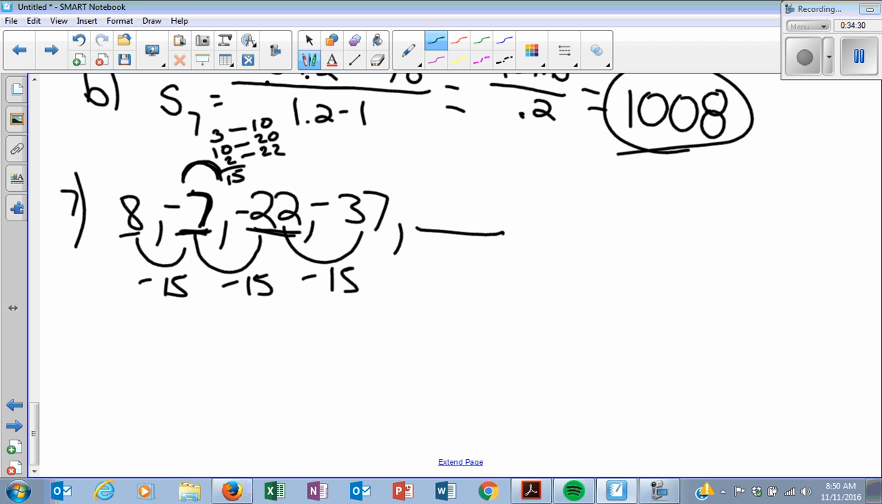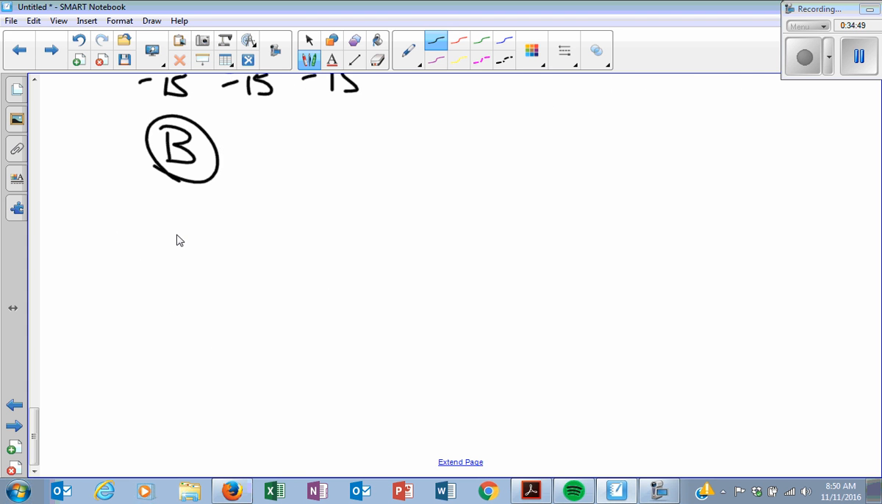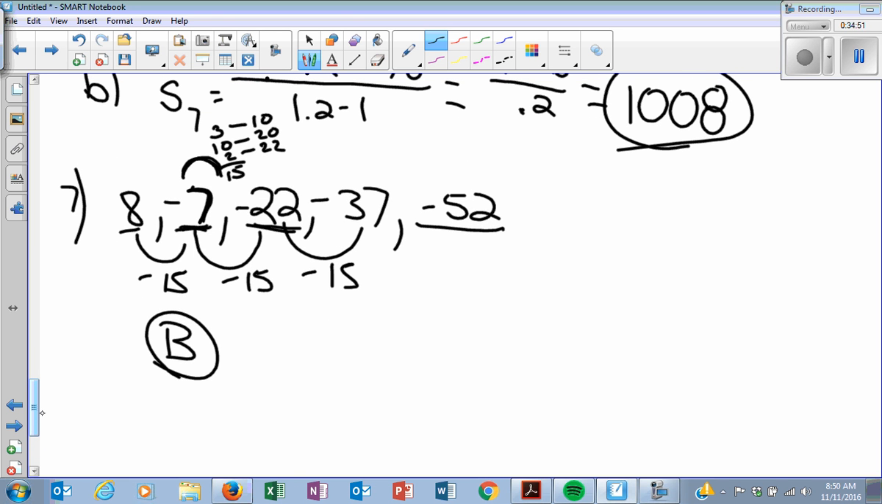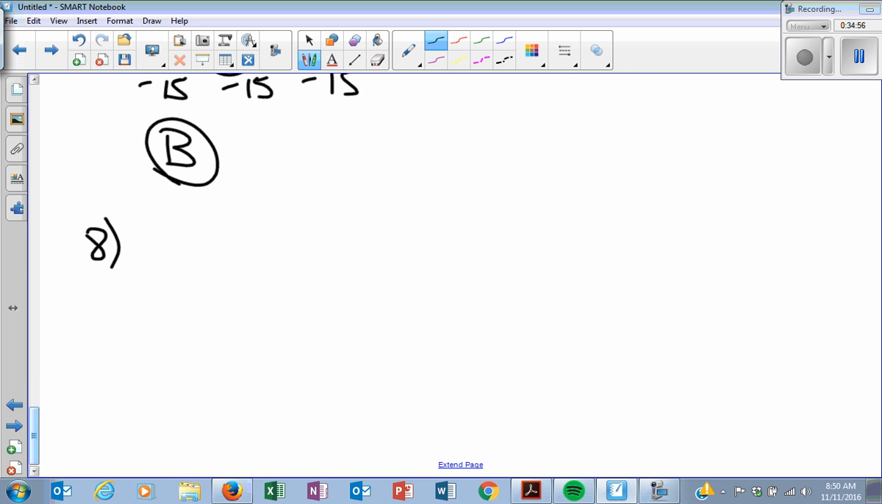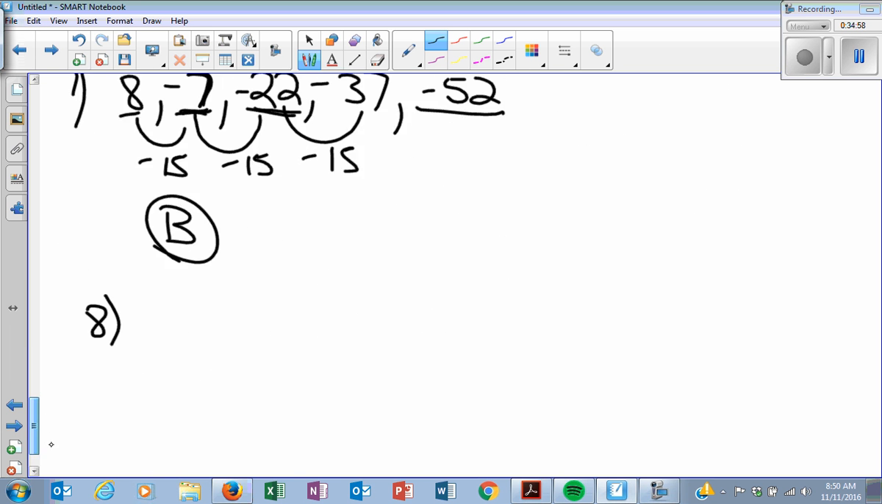So to get to my next term, I'm actually going to use the recursive formula because it's much easier. And so I'm going to minus 15. And when I minus 15, I get a -52, which I see is my answer B. So what I have to do is figure out it's arithmetic, and the common difference is -15. The only tricky part of that is it being negative.